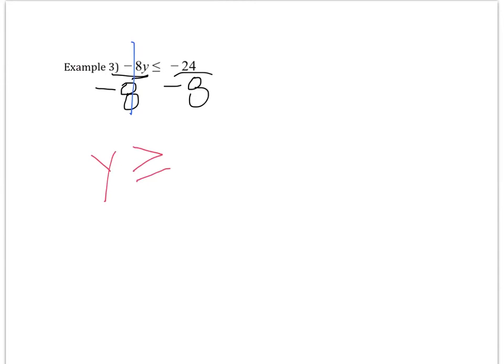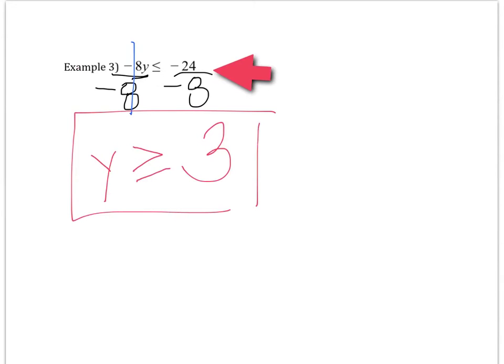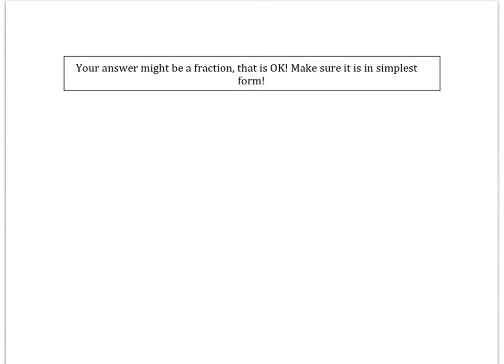Now I'm looking over here, negative 24 divided by negative 8. 24 divided by 8 is 3, and a negative divided by a negative gives me a positive number. So I would say y is greater than or equal to 3. Just so you know, your answer might be a fraction, that's okay. In Khan Academy, make sure it's in simplest form.